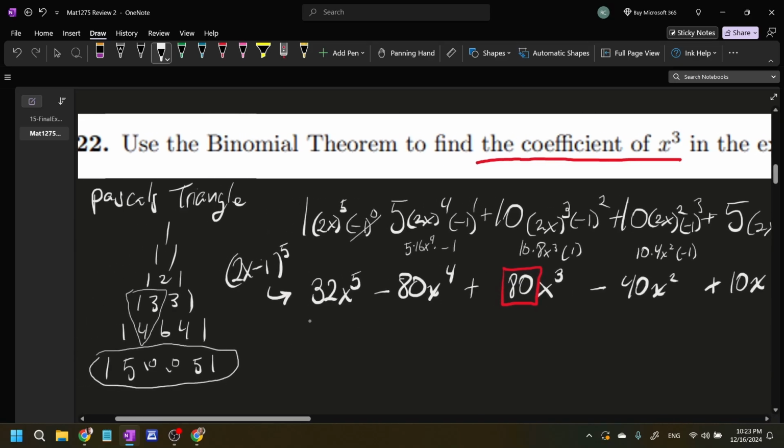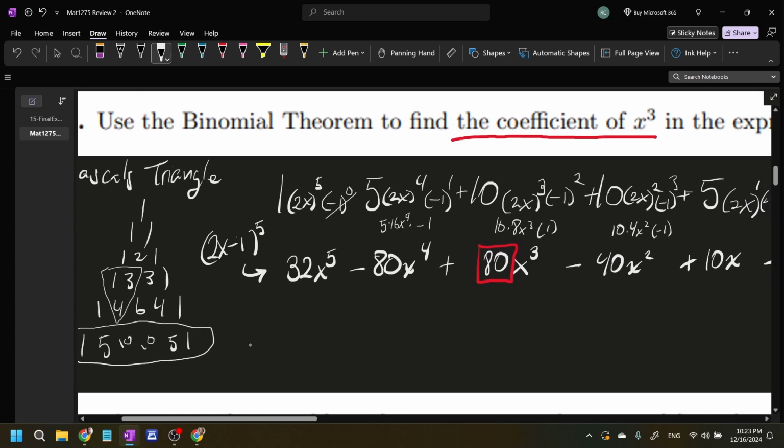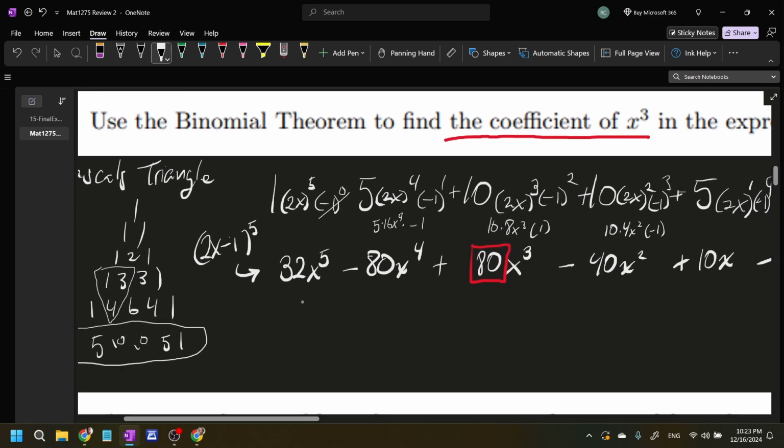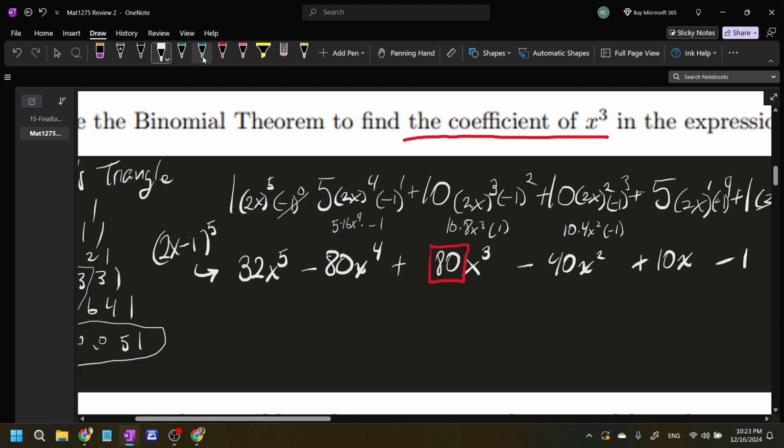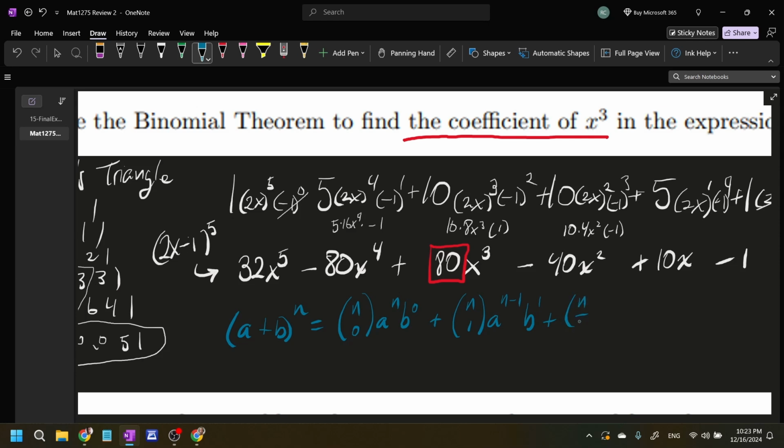Okay, I said that I would give you the explicit equation for the binomial expansion theorem, and that is as follows. So switch colors because this is a theorem. (a + b) to the n equals n choose 0, a to the n, b to the 0, plus n choose 1, a to the n minus 1, b to the 1, plus n choose 2, a to the n minus 2, b squared.